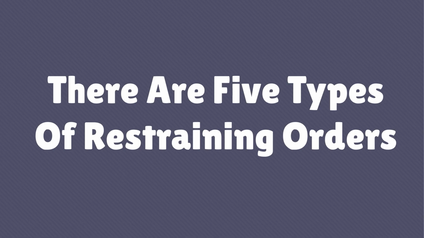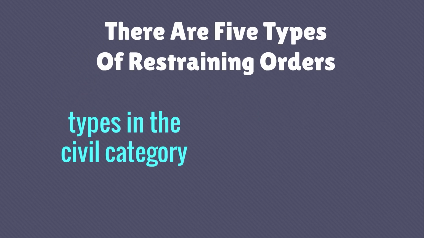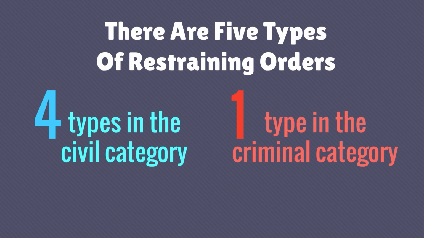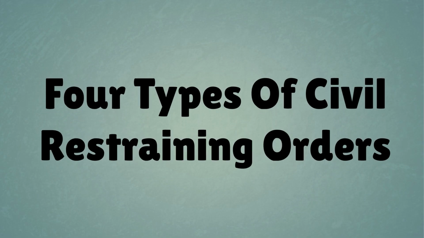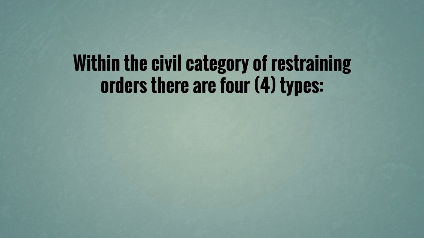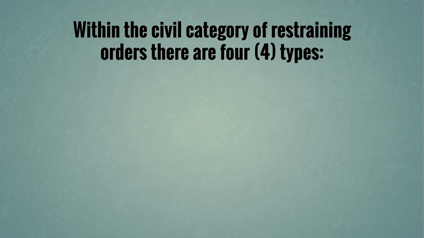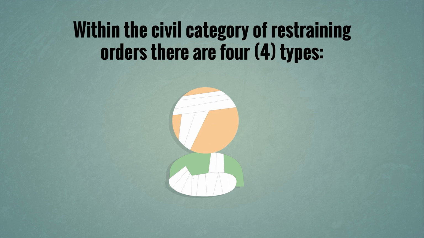There are 5 common types of restraining orders: 4 types in the civil category and 1 type in the criminal category. Within the civil category of restraining orders, there are 4 types.